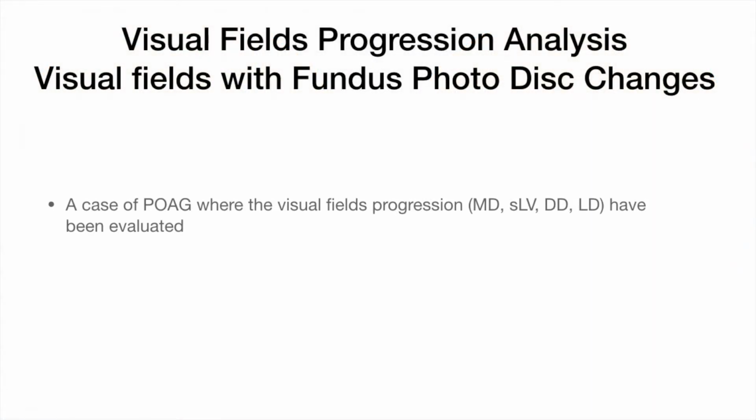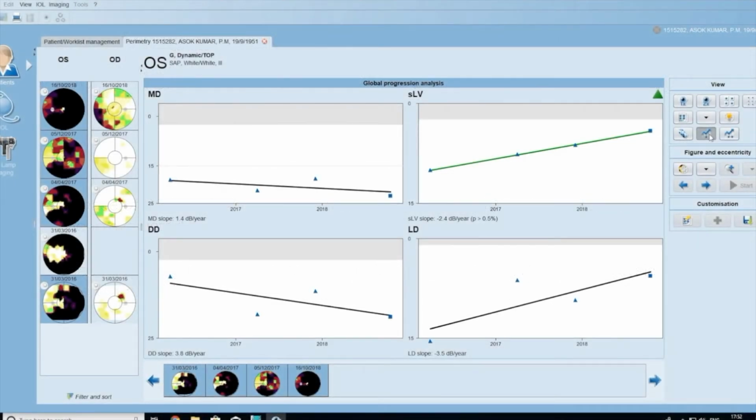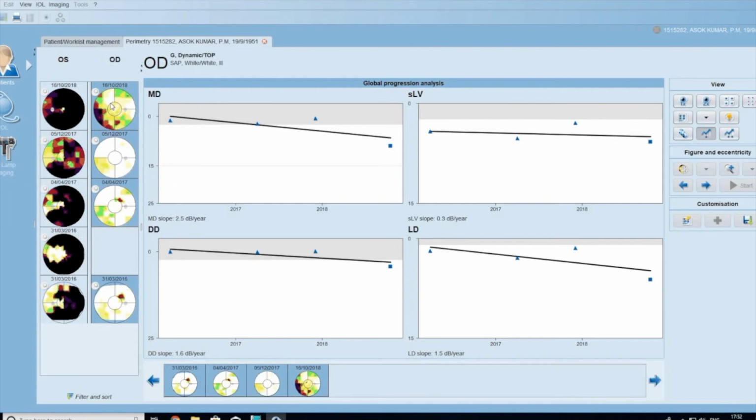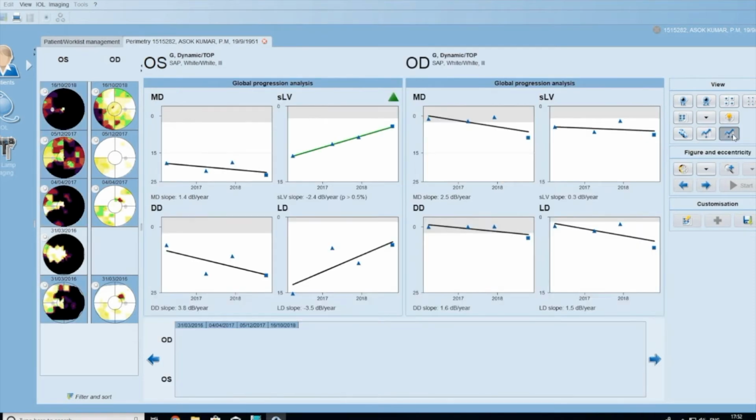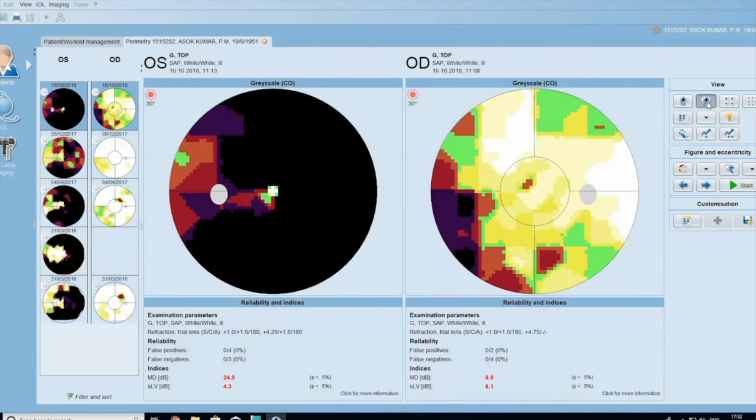Visual field progression analysis of a POAG patient can also be evaluated, and the optic disc changes can be compared with the field changes. In this progression analysis chart, the change in mean defect, square root of loss variance, diffuse defect, and local defect can all be seen simultaneously, provided the patient has undergone a minimum of 3 visual fields before in a different timeline. The left eye and the right eye can be compared simultaneously with the help of a comparison table, and the patient's progression analysis can be documented.